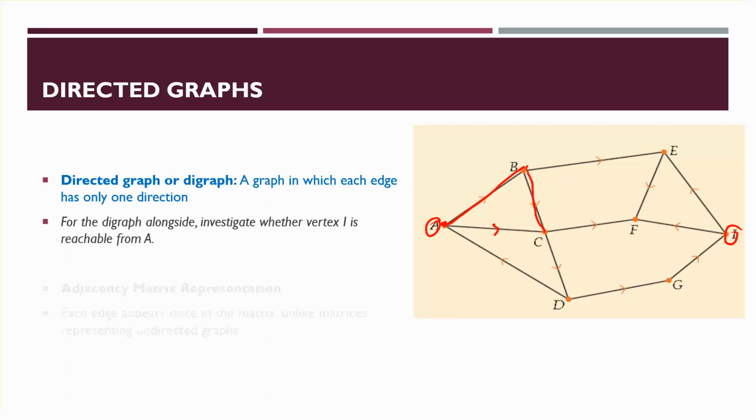Let's go down to C. Now that I'm here, I can go to F or, sorry, I could go to D. If I go to F, you'll actually notice that once I get there, I'm not going to be able to do anything. So I'm going to stay away from that. I'm going to go down here, and down here, and that takes me to I. So yes, you can get from A to I in this directed graph.